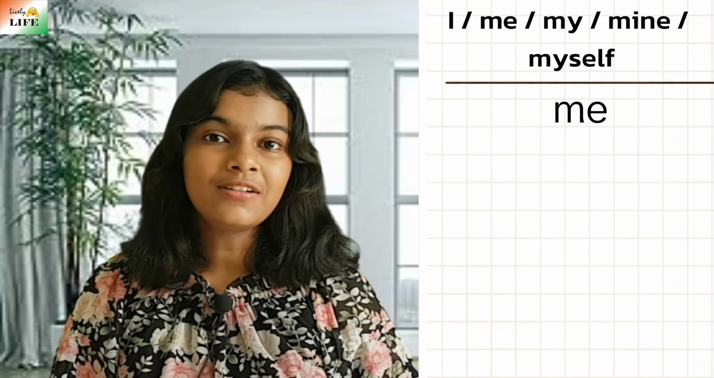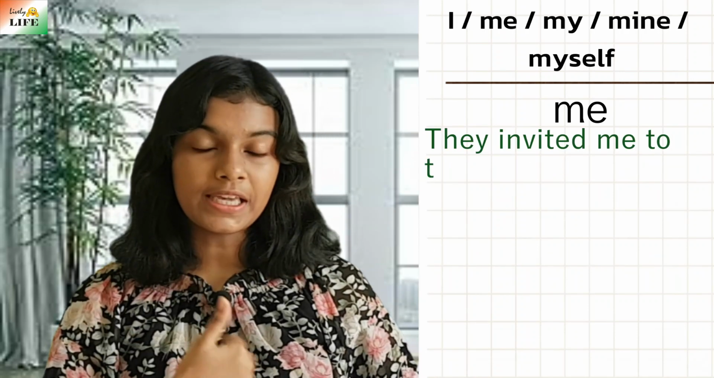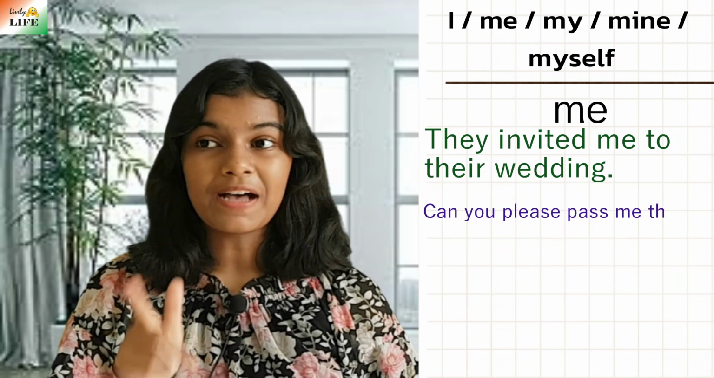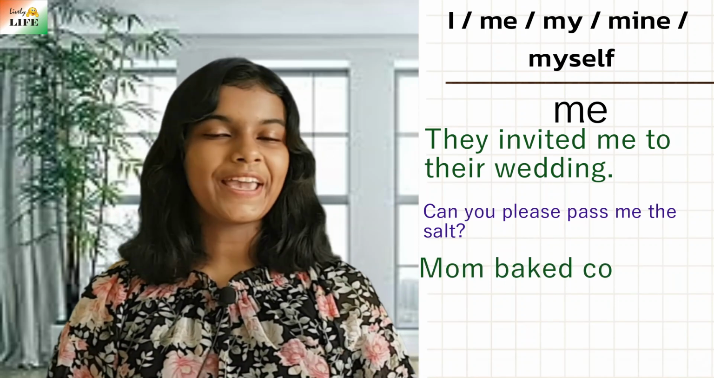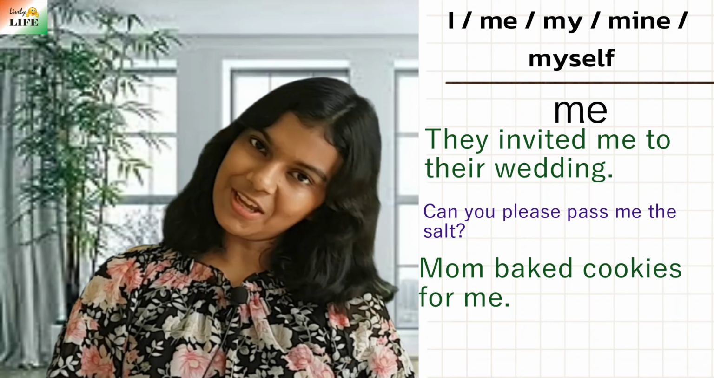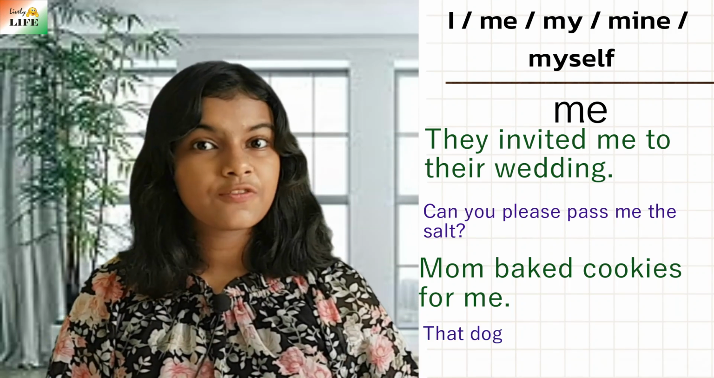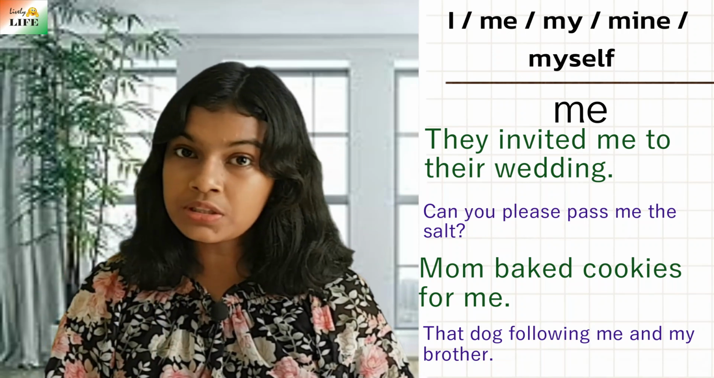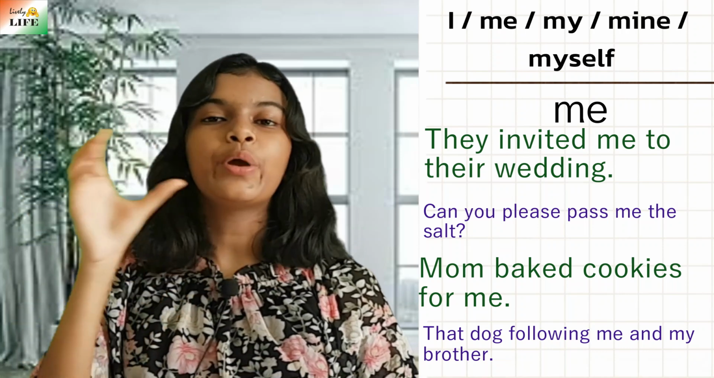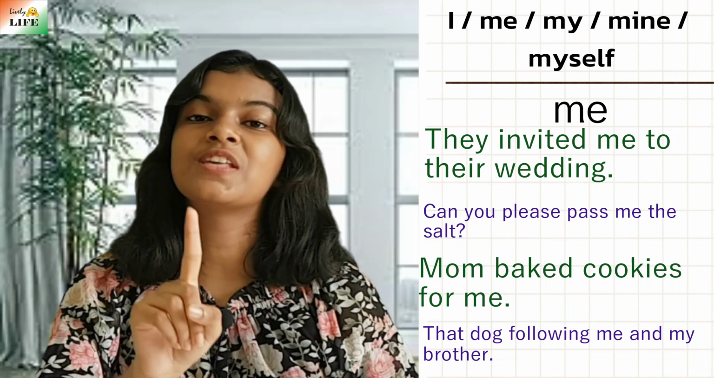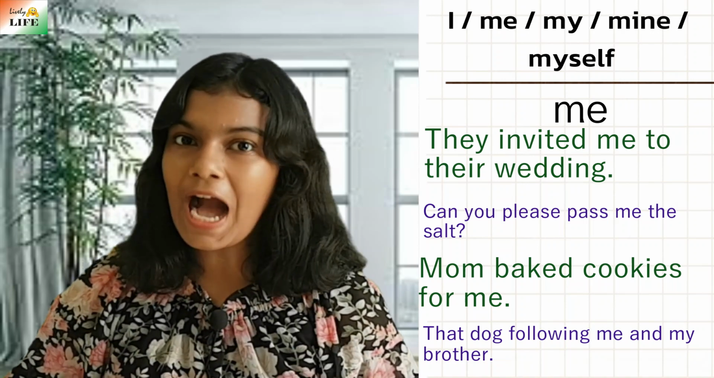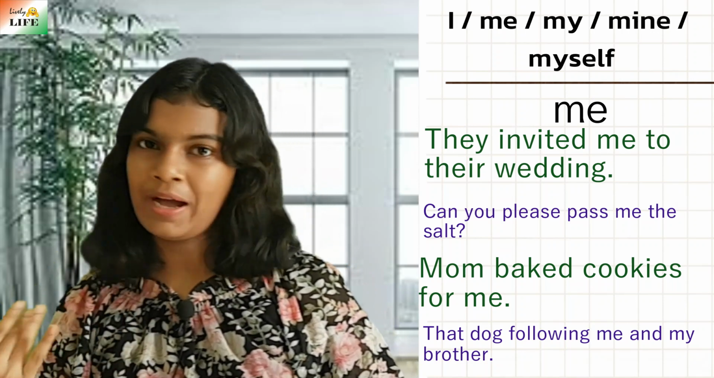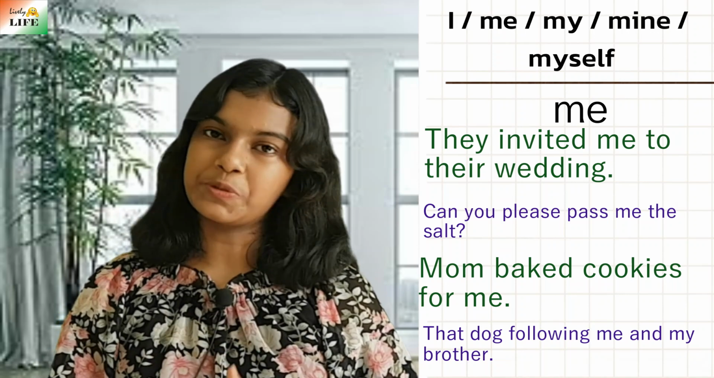Some more examples are: they invited me to their wedding. See, me is the object. Can you please pass me the salt? Mom baked cookies for me. Me is the object here. That dog is following me and my brother. Just in the same way, we have two objects. The object is plural, me and my brother. But as we are using it as an object, we will not use I. The dog is following I and my brother? No, it is completely wrong. The dog is following me and my brother. So this is the difference between I and me.